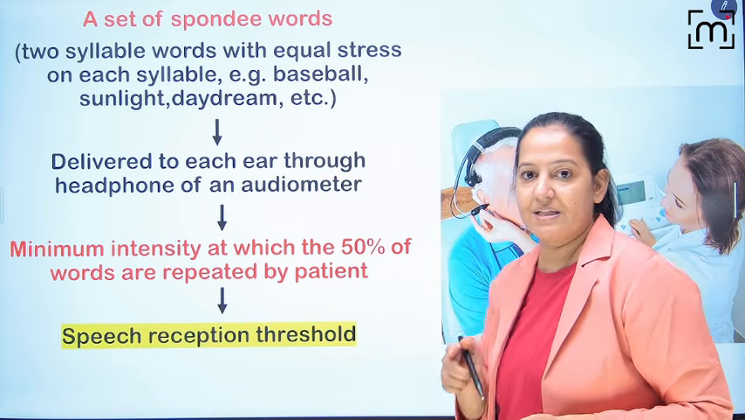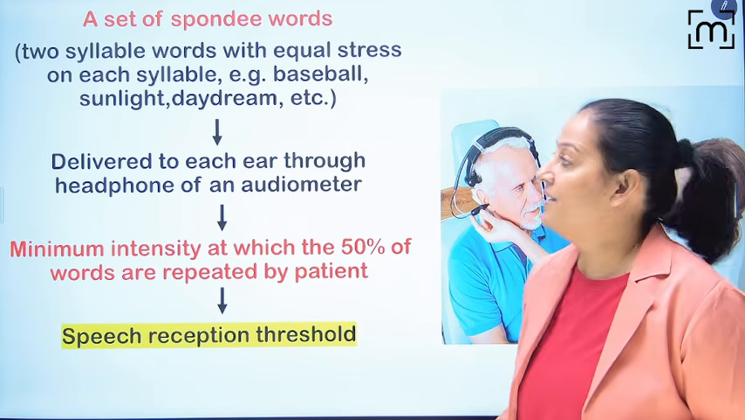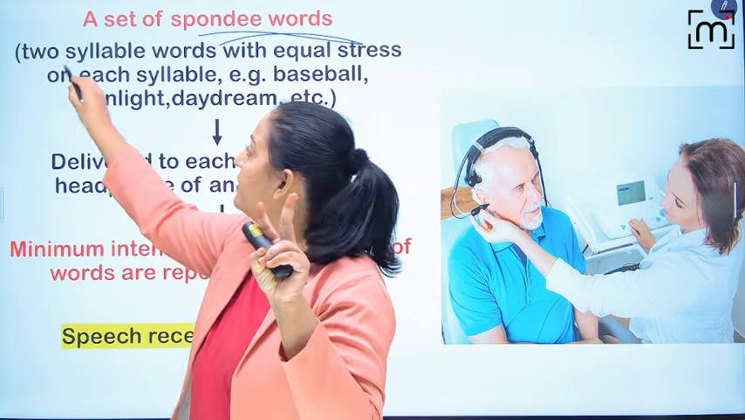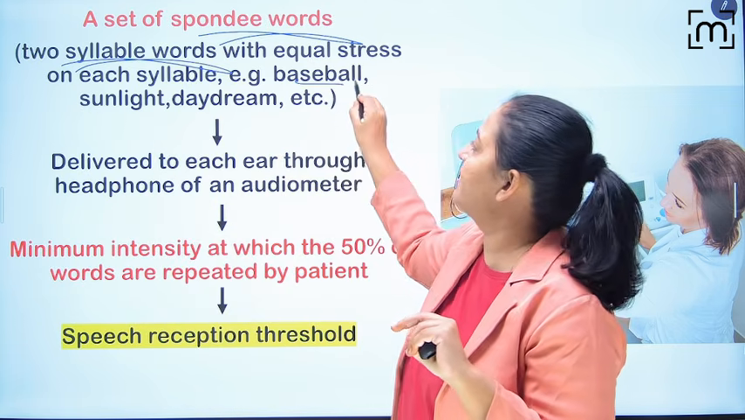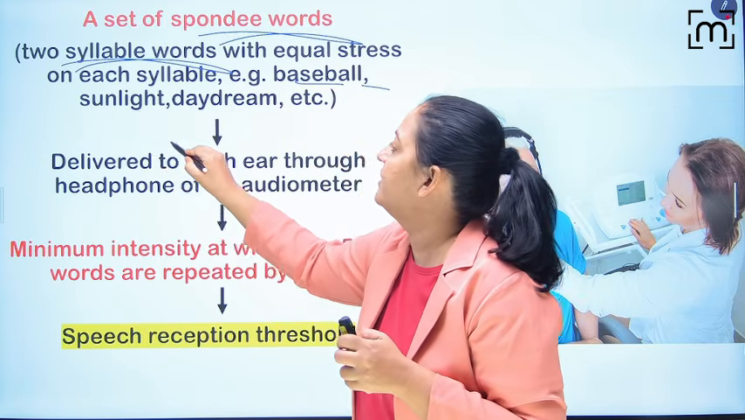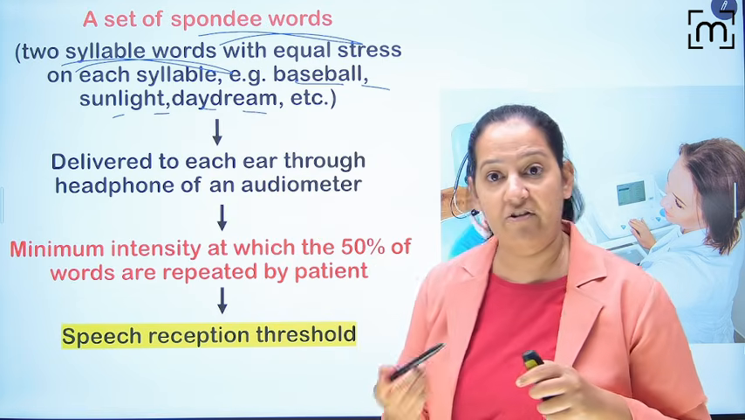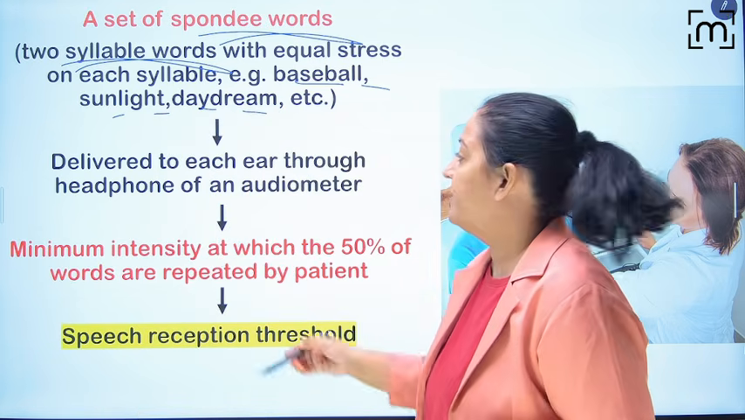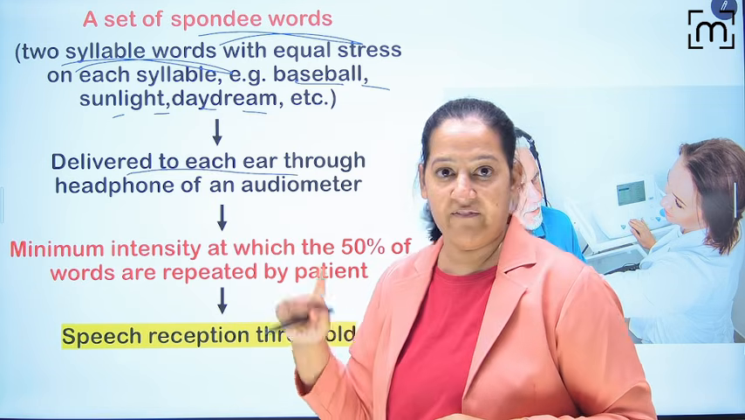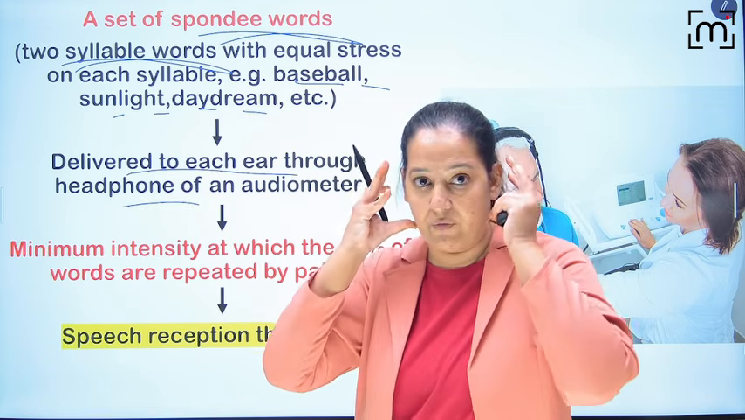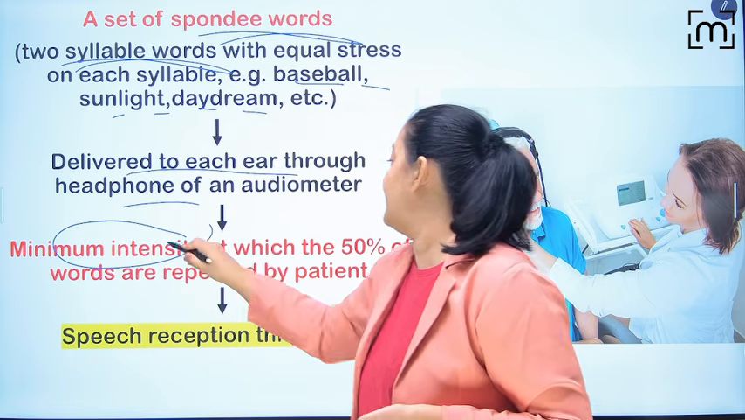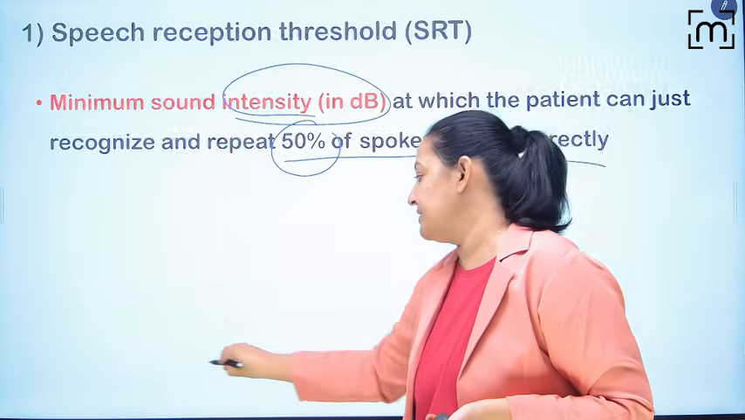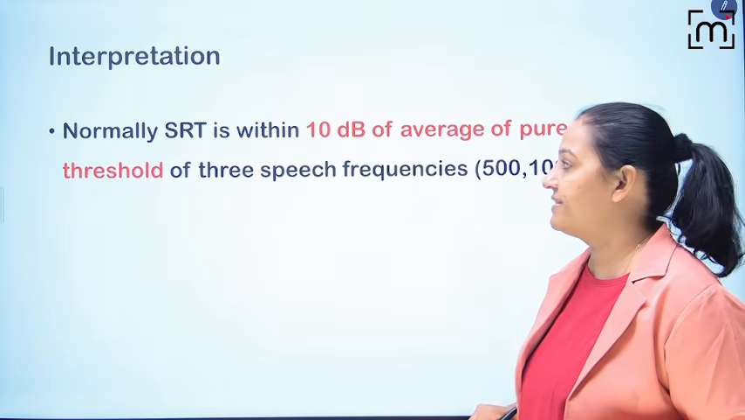How to perform this test? I already told you on the patient. We use a set of spondee words. What are spondee words? Two-syllable words like basketball, sunlight, daydream. Such 100 words are played in the ear and we ask the patient to repeat them. They are delivered to each ear one by one via headphone. The minimum intensity at which 50% of the words are repeated correctly is known as SRT. So we will recognize the SRT.